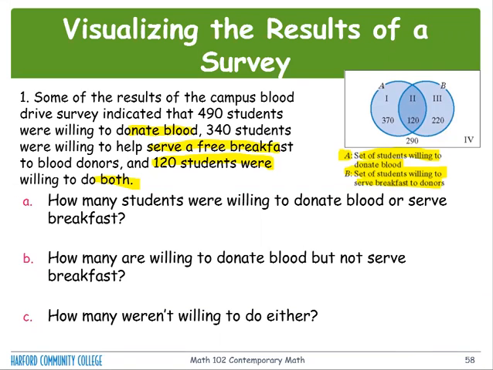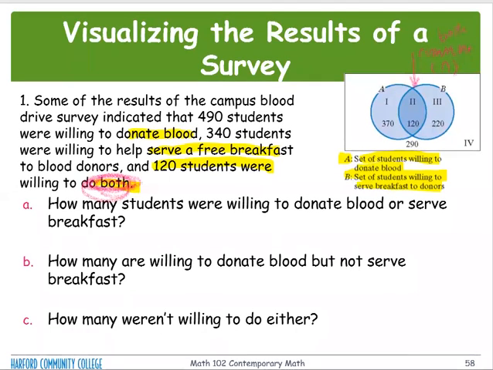To draw the Venn diagram, we start with the innermost part, which is the one that has common members, the both part. As you construct the Venn diagram, region 2 is the common region. The common region means the region for the intersection, or the term both in English. The 120 students were willing to do both. So we start with the number 120 and then work outward.